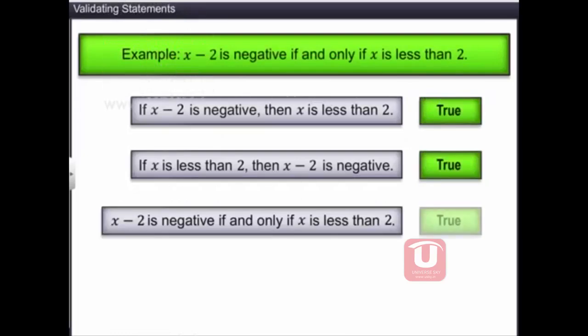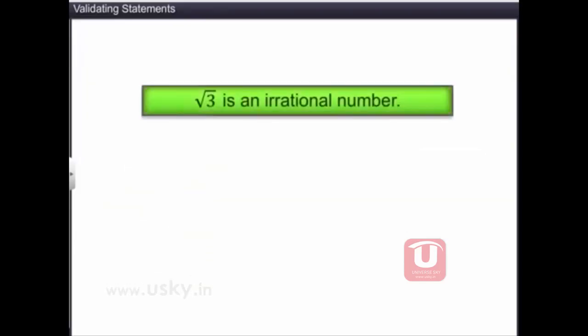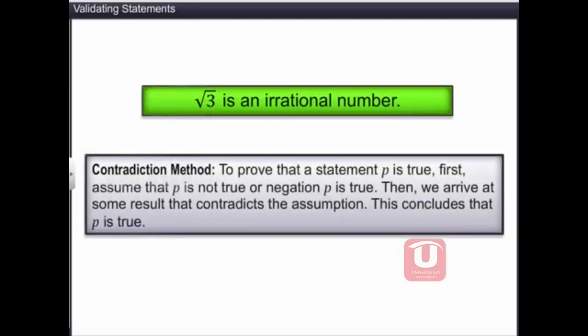However, we come across some mathematical statements that cannot be proved directly. Such statements can be proved by the contradiction method. In the contradiction method, to prove a statement P is true, we first assume that P is not true, or negation P is true. Then, we arrive at some result that contradicts the assumption. This concludes that P is true.